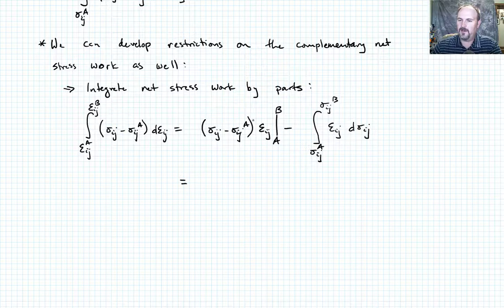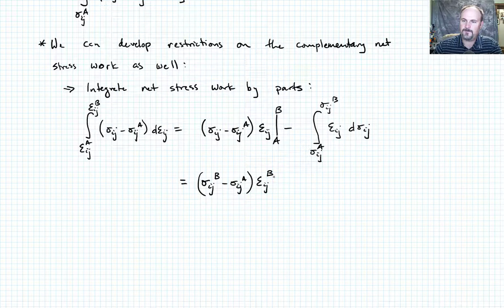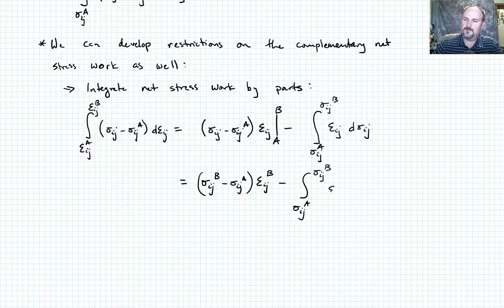If I go ahead and evaluate this, what's sigma ij evaluated at point B? Well, that's just sigma ij b minus sigma ij a, that quantity. And of course, epsilon ij evaluated at B is just epsilon ij b, right? Okay, if I evaluate at A, then this quantity becomes sigma ij a, so sigma ij a minus sigma ij a is 0, so we don't have anything there. And then we're left with this other integral, sigma ij a to sigma ij b times epsilon ij d sigma ij.